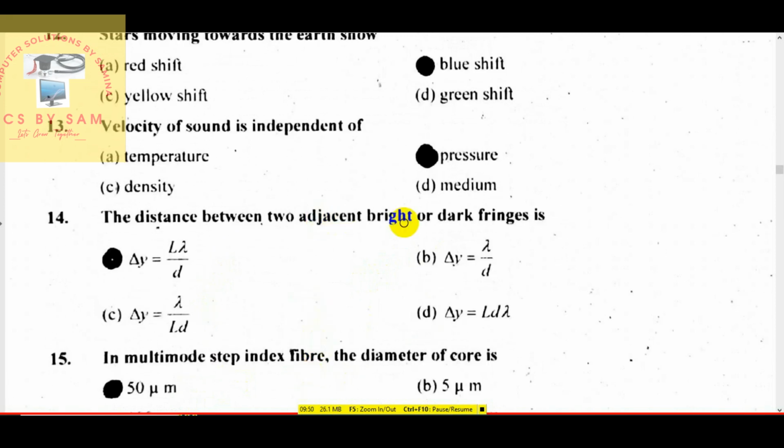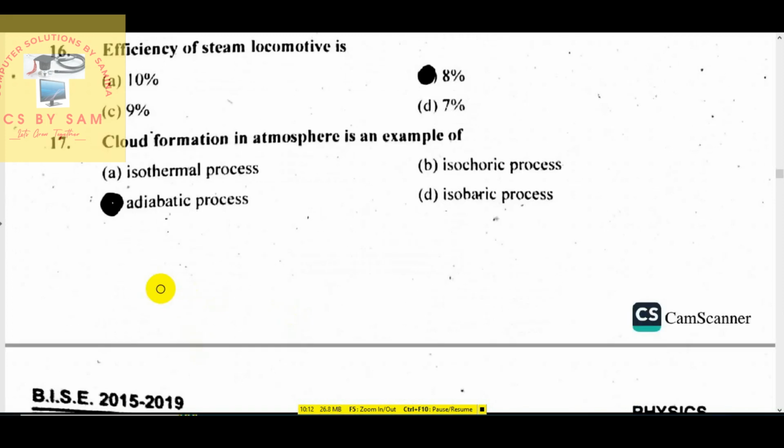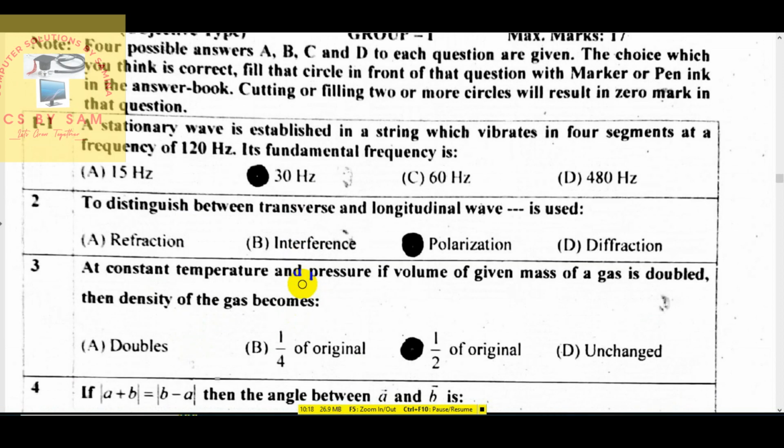The distance between two adjacent bright or dark fringes is delta y is equal to L lambda over D. In multi-mode step index fiber, the diameter of core is 50 micrometer. Efficiency of steam locomotive is 8%. Cloud formation in atmosphere is an example of adiabatic process.